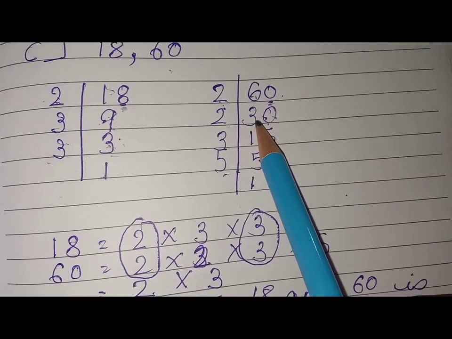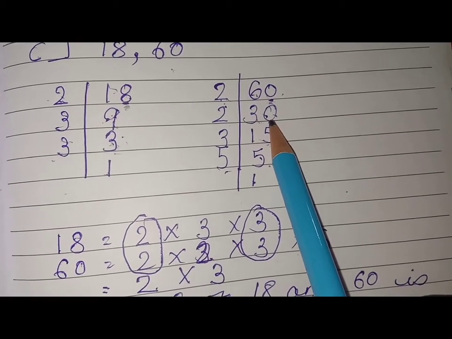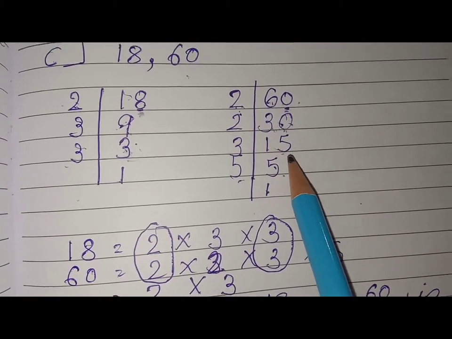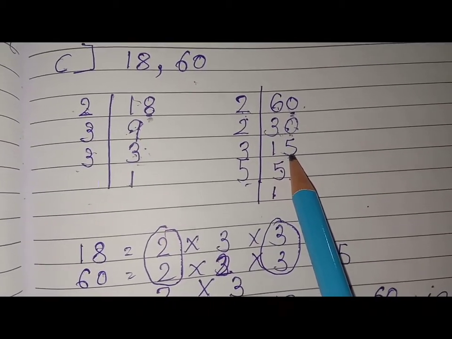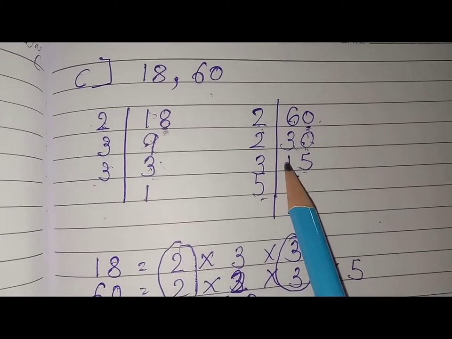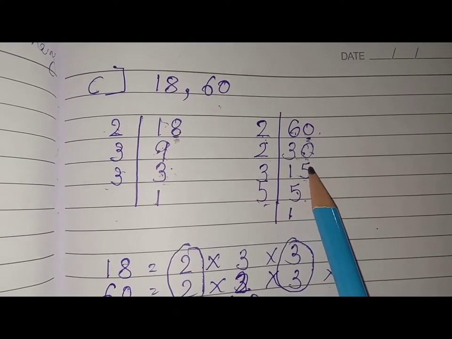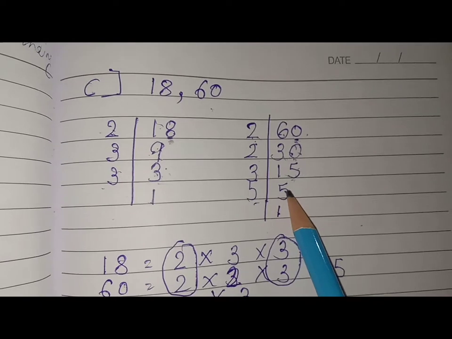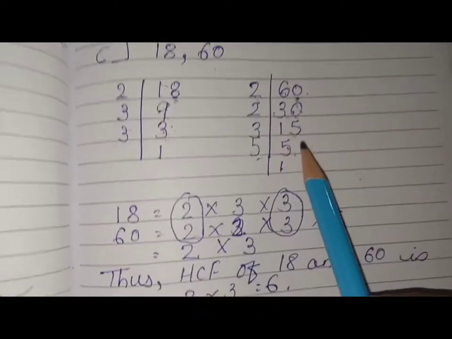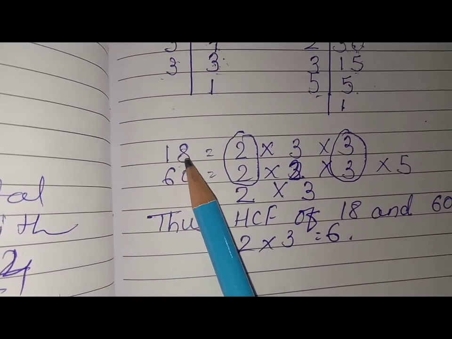It is 30. So 30 2s are 60. Now again 30. So what is the half of 30? 15. So 15 2s are 30. Now 15 is not divisible by 2, but it is divisible by 3. Yes, 5 3s are 15, or you can say 3 5s are 15. And then 5. Now 5 is an odd prime number, so the last factor is 1 5s are 5. Now you have to write all the factors of these two numbers.